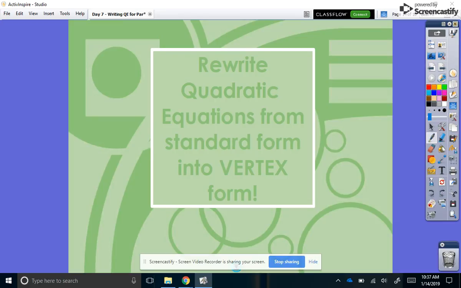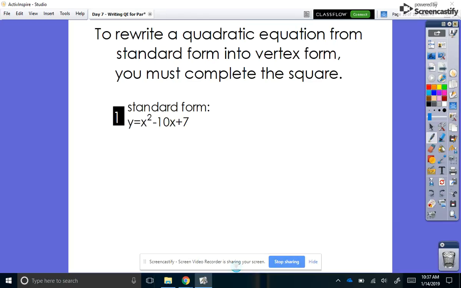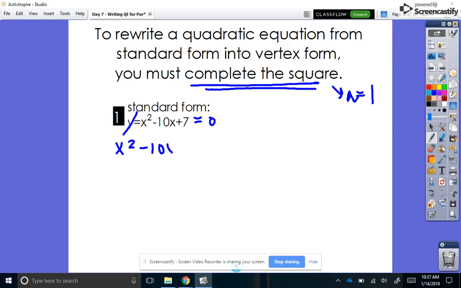We're going to go from standard form into vertex form. So this is the last way. It requires a bit more work. We're going to have to complete the square to get this done. Remember, when you complete the square, the a value has to be 1. And if it isn't 1, I'm going to show you what to do on the next slide. So let's pretend like this equals 0. I'm going to set x squared minus 10x plus something equal to negative 7 plus something.